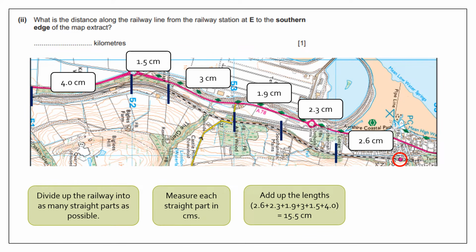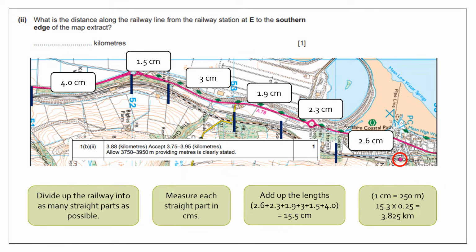I'll then add up the lengths, so it gives me 15.5, and then I would times it by 0.25 because I need to put it into kilometers. If I was doing this into meters, I would do it slightly differently, but because I have to do it in kilometers straight away, I just times it by 0.25. So that works out how many 250 meters go into this figure, or I would just divide by 4, one of the two. And that comes up to 3.825. Mark scheme, 3.88, but they accept anywhere between 3.75 to 3.95, so nicely in the middle.